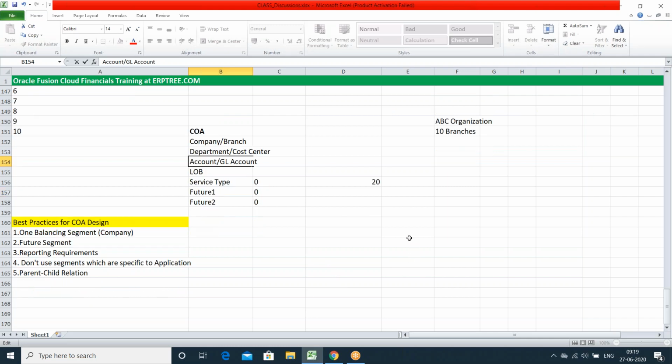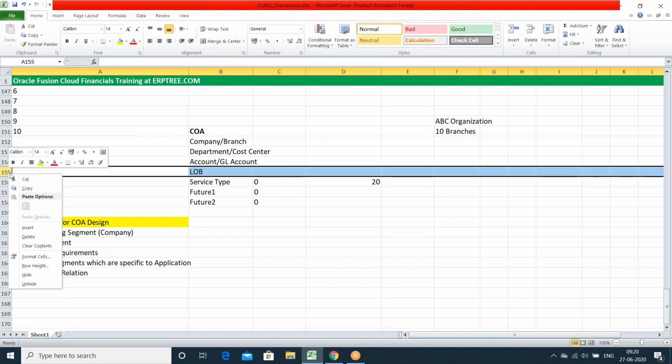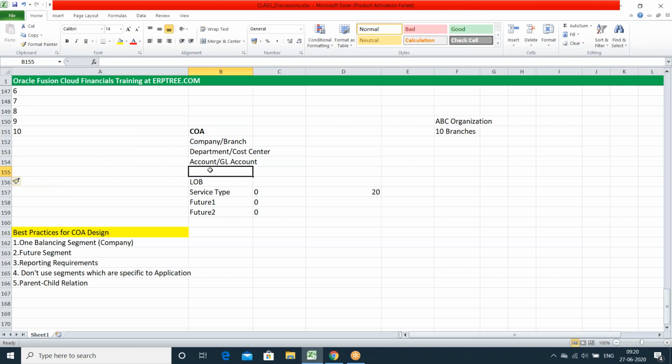Sometimes what happens is, say for example, you have 10 branches. Ideally, we purchase from the supplier and sell to the customer. Sometimes one branch may purchase from another branch. In that case, if you want to track those transactions at a very detailed level to produce reports, which branch is purchasing from which other branches, you can have one segment called the intercompany segment.